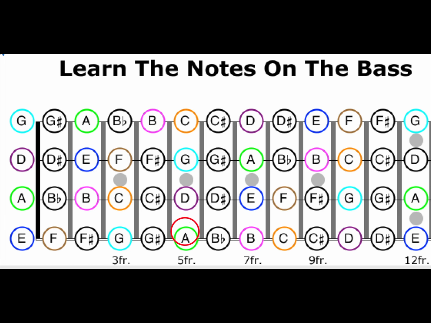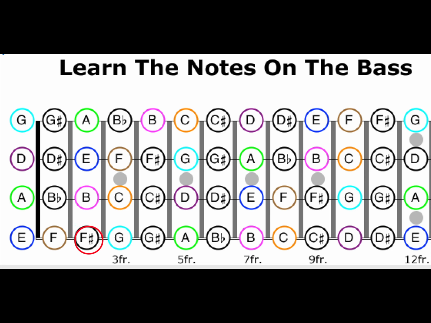G to A is 2 frets. We call that a whole step. A to B is 2 frets, a whole step. B to C is only a half step. C to D is a whole step. And D to E is a whole step. So before you play these accidentals, I want you to play the natural scale. E, F, G, A, B, C, D, E.